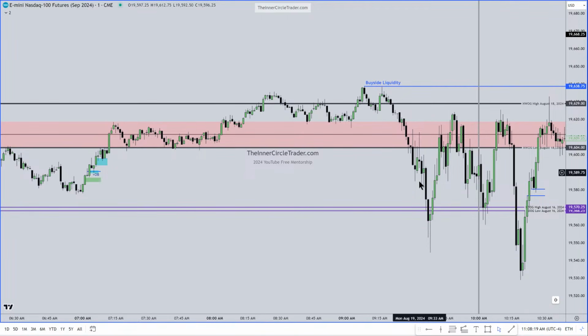What's it doing? It's finding responsiveness at the midpoint. It has no ability to get to the upper half of it. So what's it going to do? Go back further to 7 o'clock.